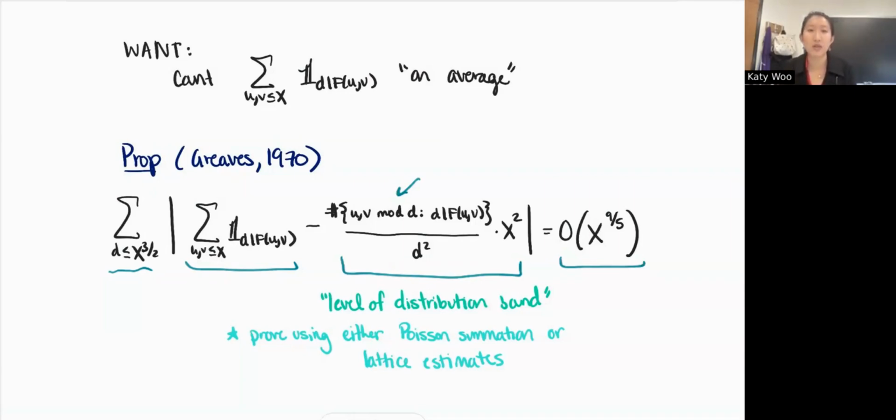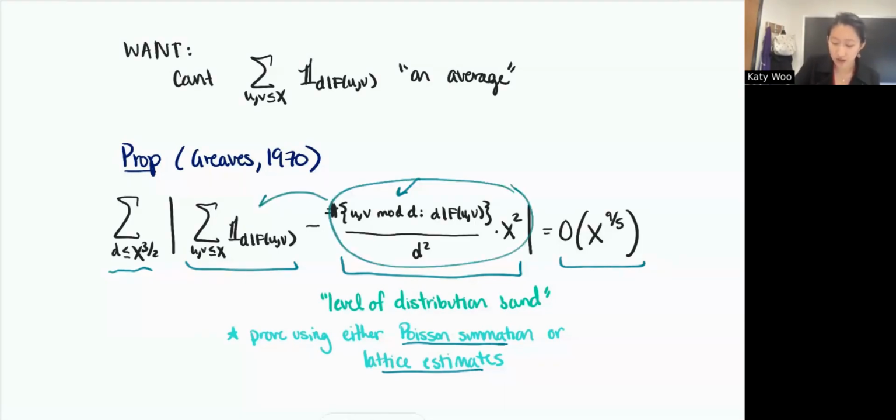So bounds of this form are known as level of distribution bounds, or maybe type 1 estimates. And this particular level of distribution bound can be proved either through Graves' original method, which was through Poisson summation, or you can also achieve it using some lattice estimate calculations. And so why is this good for us? Well, it allows us to substitute this expression for this count in our original expression.